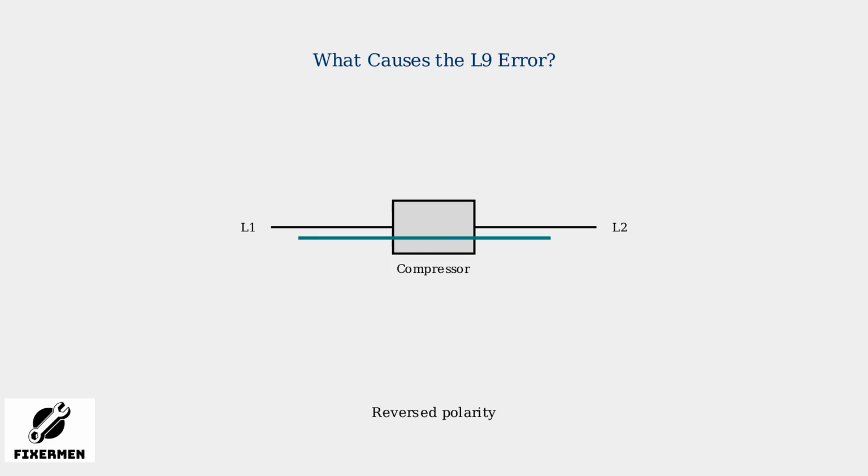Reversed polarity occurs when the electrical connections are wired incorrectly, reversing the normal flow of current through the compressor. Open circuits happen when there's a break in the electrical path, such as loose wiring or a blown fuse, interrupting power to the compressor. Internal compressor issues, like a stuck run capacitor or faulty motor windings, can also cause the L9 error by creating electrical imbalances.